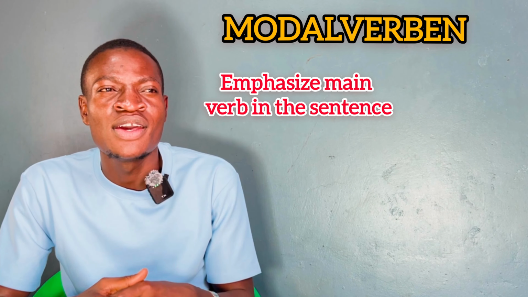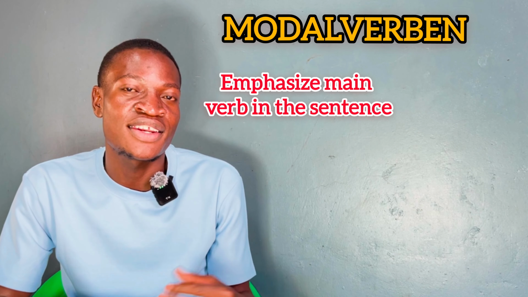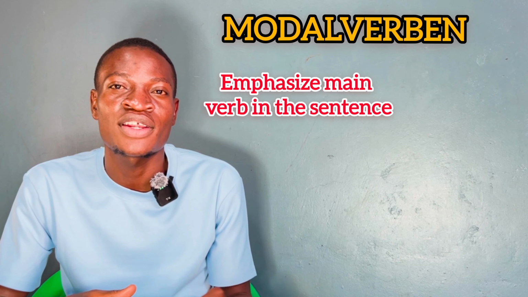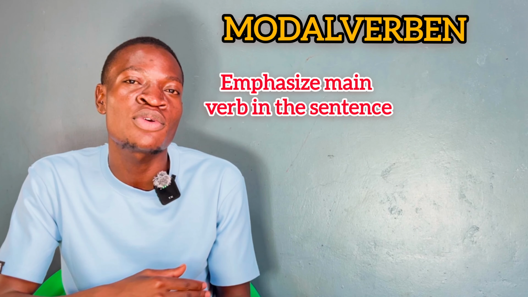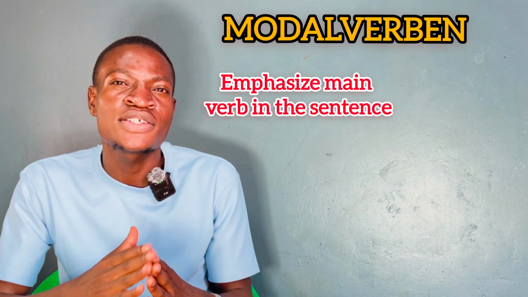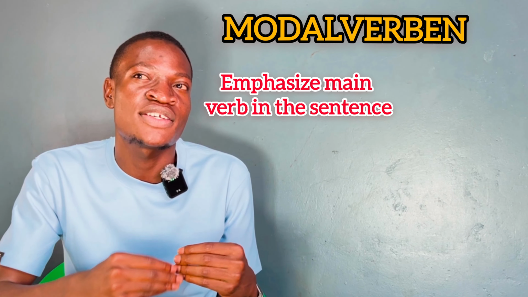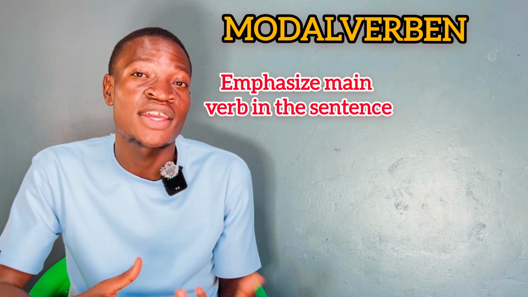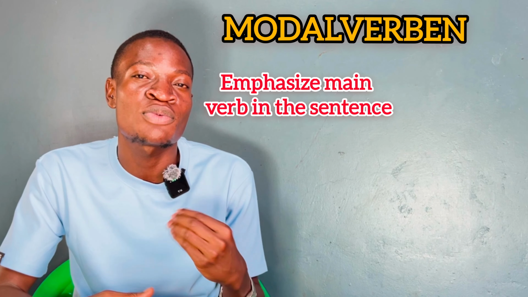The modal verbs. For example, you want to say that I can dance, I can eat, I can run. So that verb can is the modal verb which expresses the ability that you can run. These modal verbs give more emphasis to the main verb in the sentence. That's what they do.